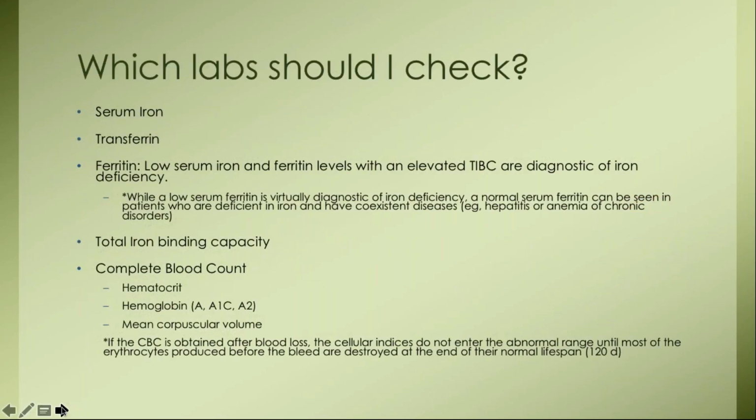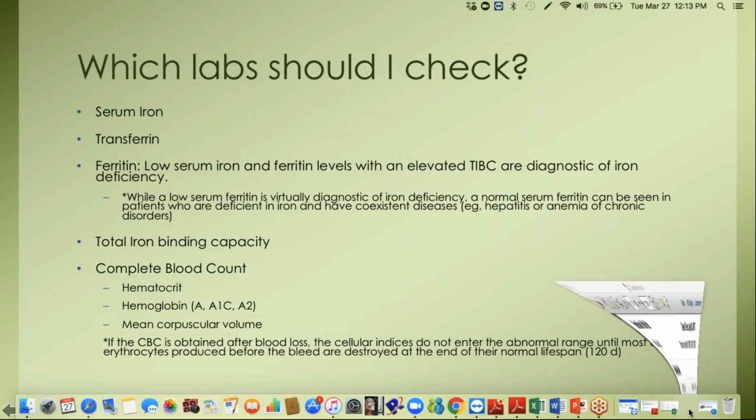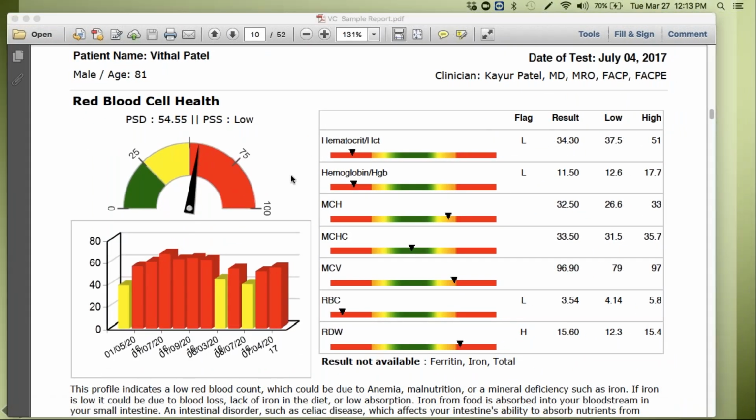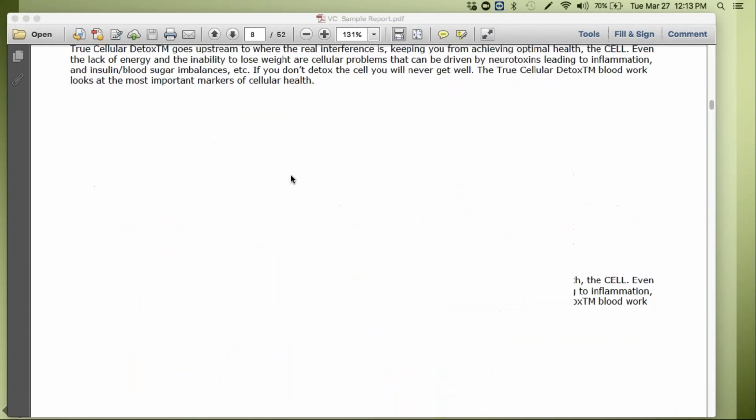Now let's talk specifically about which labs to check. Of course, if I'm checking for iron, one of the things I can do is check my iron labs. So you can check iron levels. You can check transferrin. As a matter of fact, I'm going to switch over here to bring up a VirtualClinic sample report. Okay, so here you've got a sample report, right?